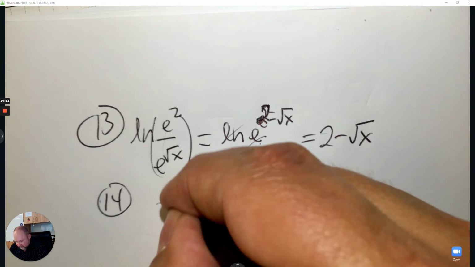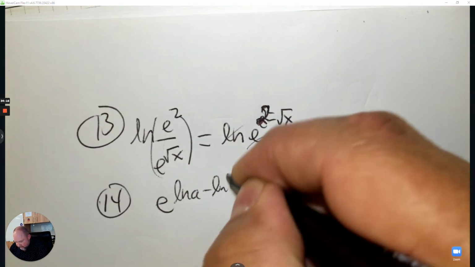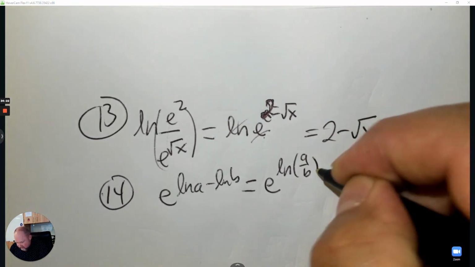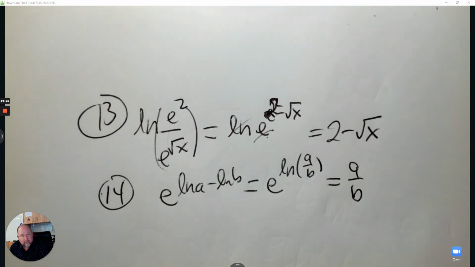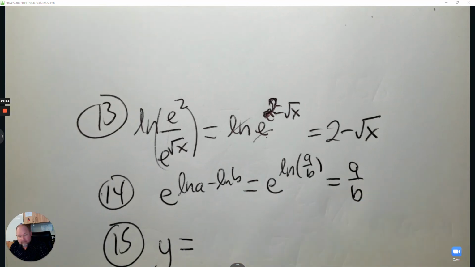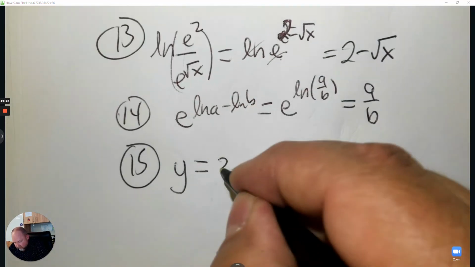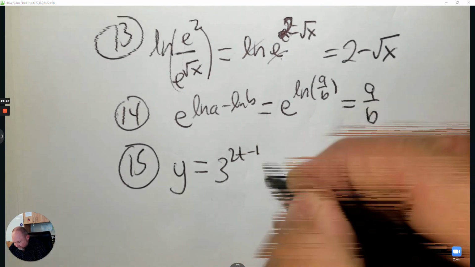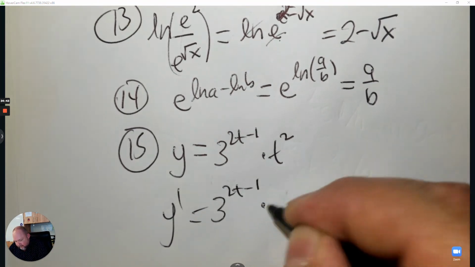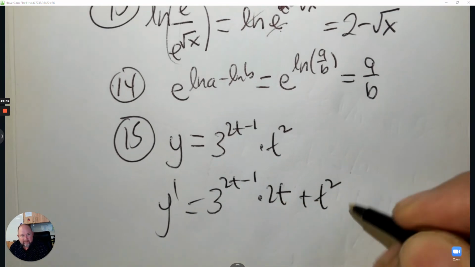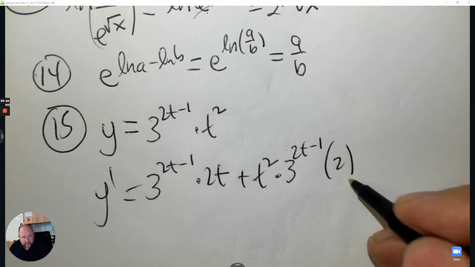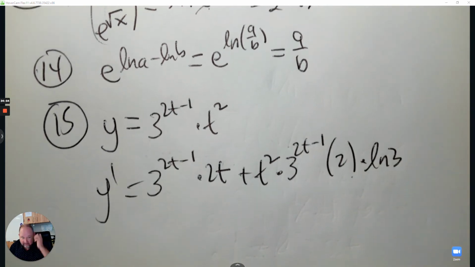Number 14. Do you know your logarithms? When you're subtracting, you divide, and then it reduces to a over b. Number 15. Do you know your differential rules? This is the product rule. That's the first times the derivative of the second plus the second times the derivative of the first, which means we copy it, take the derivative of the exponent, and then it needs a ln 3 at the end.